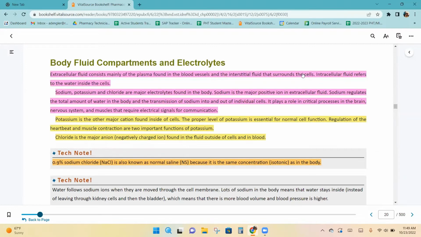Potassium is the other major cation found inside of cells. The proper level of potassium is essential for normal cell function. Regulation of the heartbeat and muscle contraction are two important functions of potassium. Chloride is the major anion, which is a negatively charged ion, found in the fluid outside of cells and in the blood.